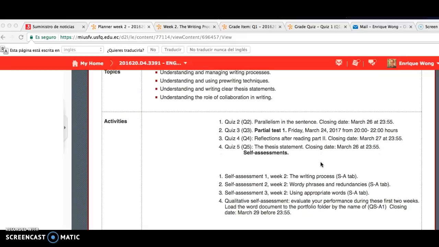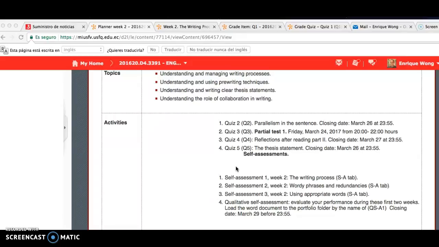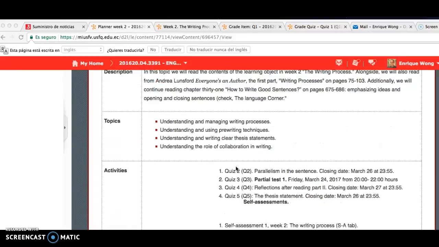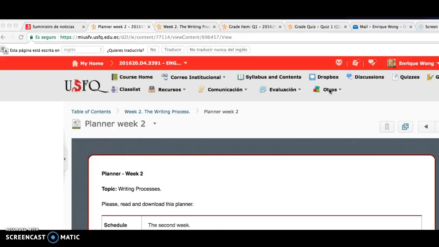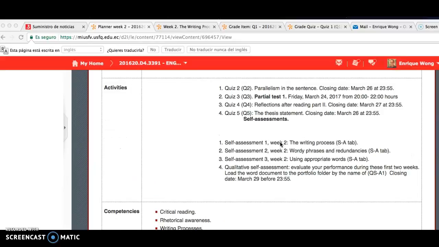Also, you have to check the self-assessments of the week. You know where the self-assessments are in your platform. They are here under Otros. You have to take the self-assessments of the week, and I don't have a way to see when you take these self-assessments. They are graded immediately by the system. I fed in the feedback. If you make a mistake, you'll be able to see the mistakes, and all the self-assessments relate to the quizzes that you're taking during the week. So the word of advice is do the self-assessment first, and then go and take the quizzes.